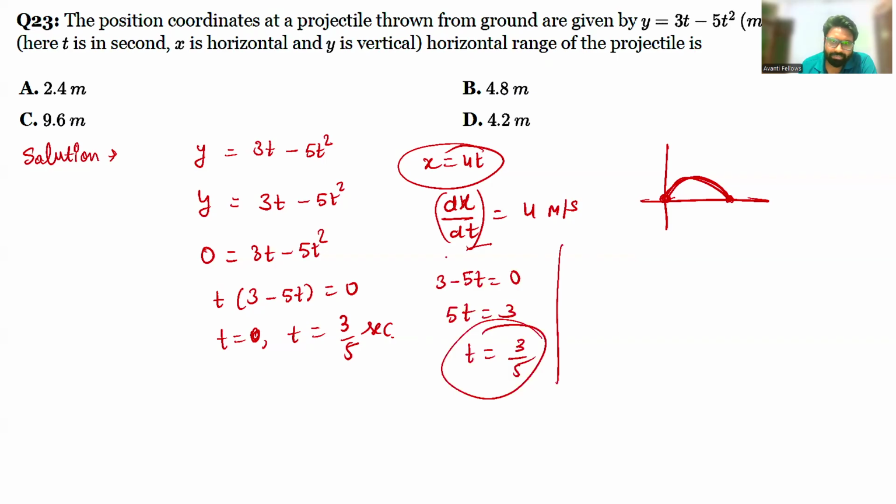So you put the time here. X is equal to 4 into t. 4 into time, which is 3 by 5, is 12 by 5. So it is 2.4 meter. Okay.